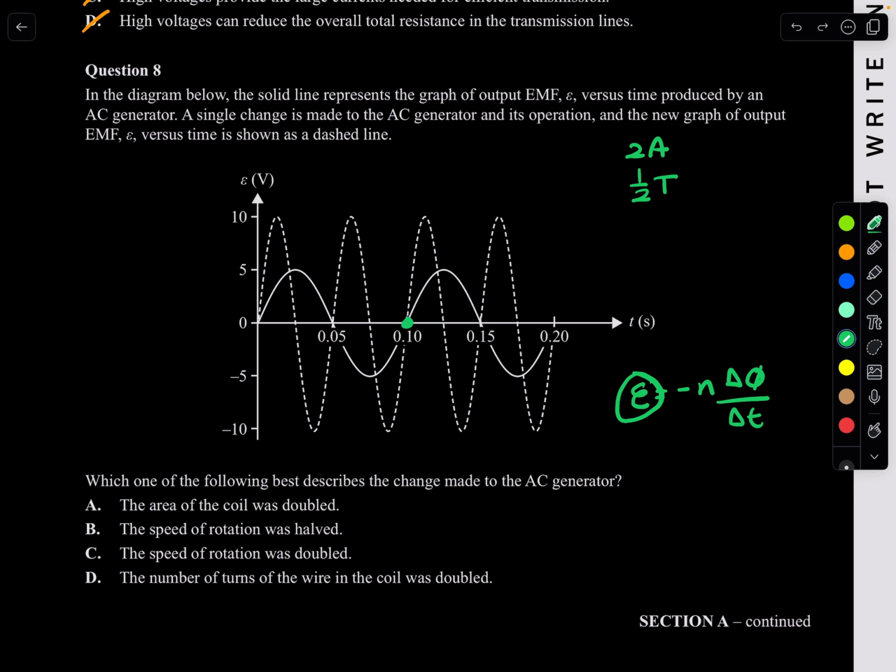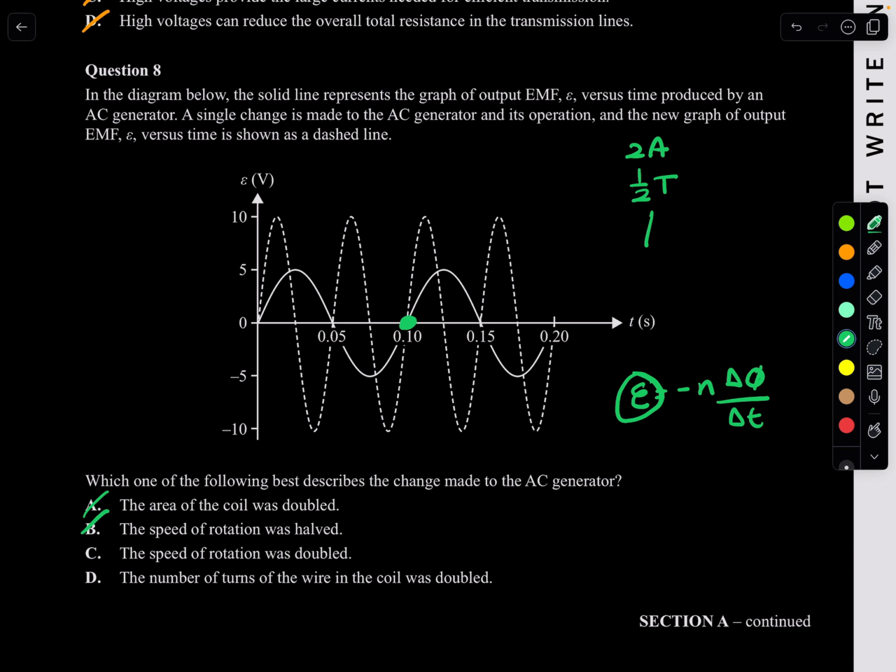If they've only doubled the coil, it would have just looked like this. It still would have had the same period, but with a double amplitude. So that's not right. B. The speed of the rotation was halved. If you halve the rotation speed, so imagine you slow it down, it will take twice the amount of time, so double the period. And remember, that's wrong because the period was actually halved. We don't want to double that period.